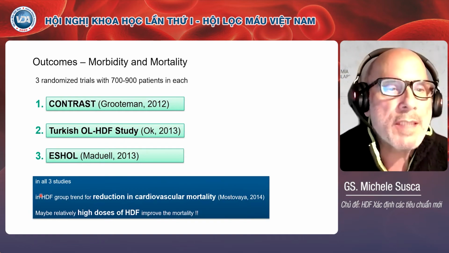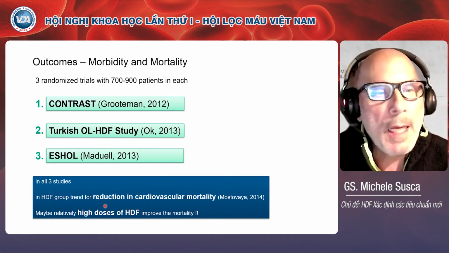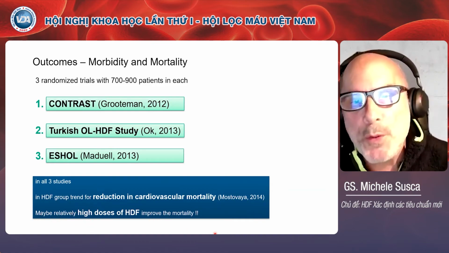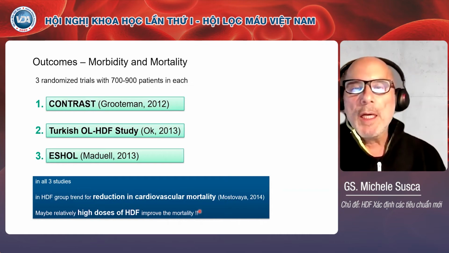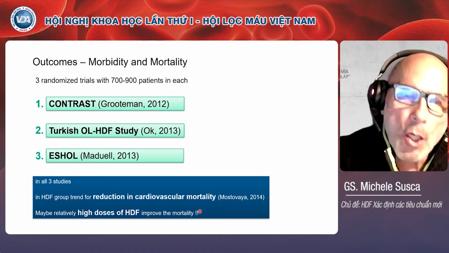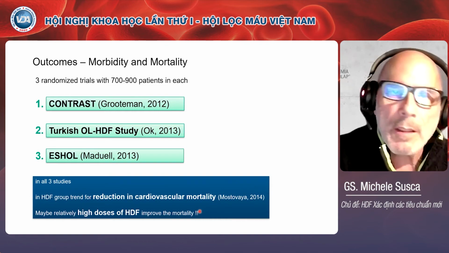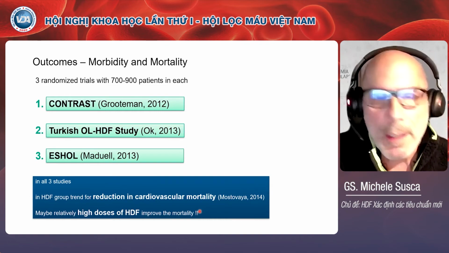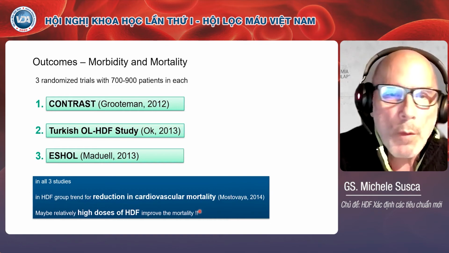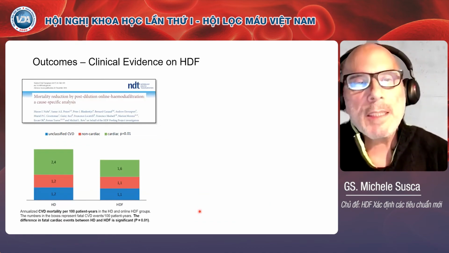Conclusions are that in the HDF group there is a trend for reduction in cardiovascular mortality, and maybe relatively high doses of HDF improve mortality. So you see, we get more and more confirmation of such promising results. Meanwhile in Europe we are doing a big study called CONVINCE, where we expect to get the same results.